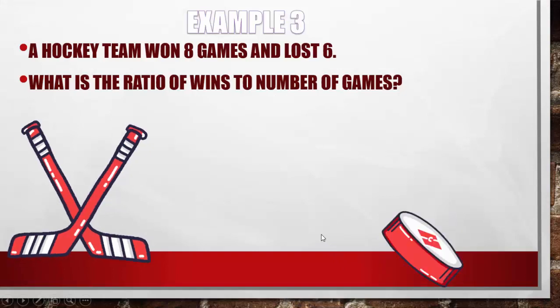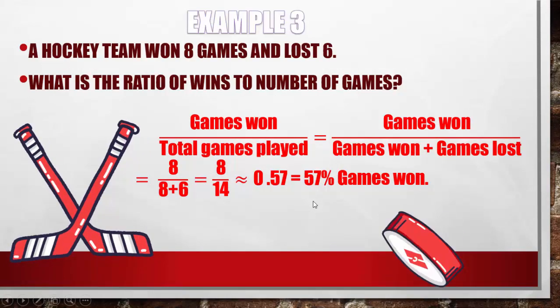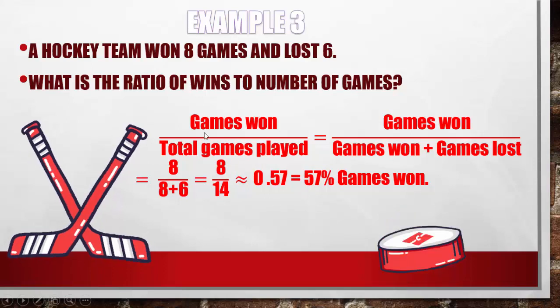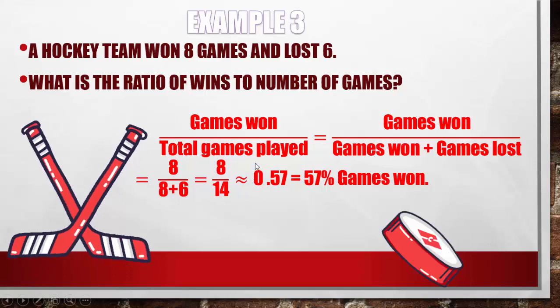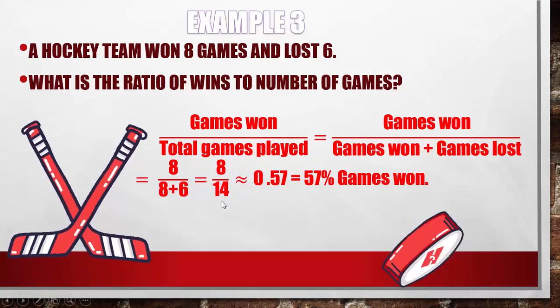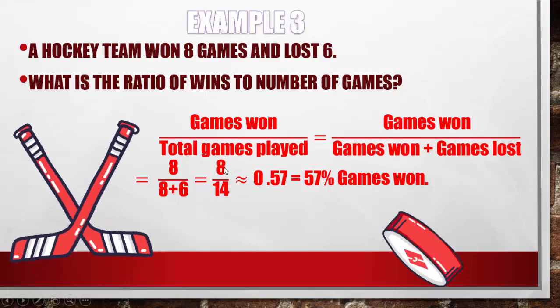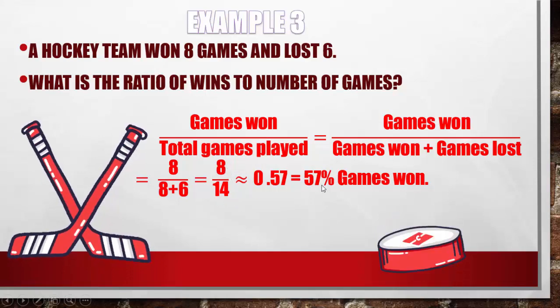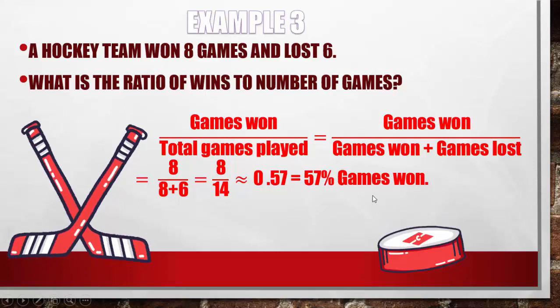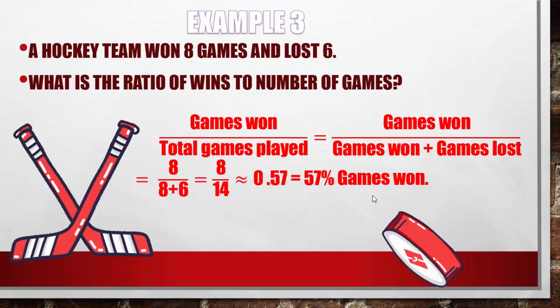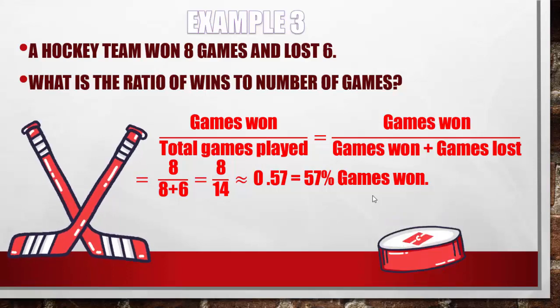And here it is worked out a little more neatly than I did on the whiteboard. So we have the number of games won, total number of games played, and just like I did on the whiteboard, I did a little bit more than just merely the ratio, 8 to 14. I also converted it into a decimal and then a percent, which is another way of comparing things. So we came to the conclusion that 57% of the games were won.